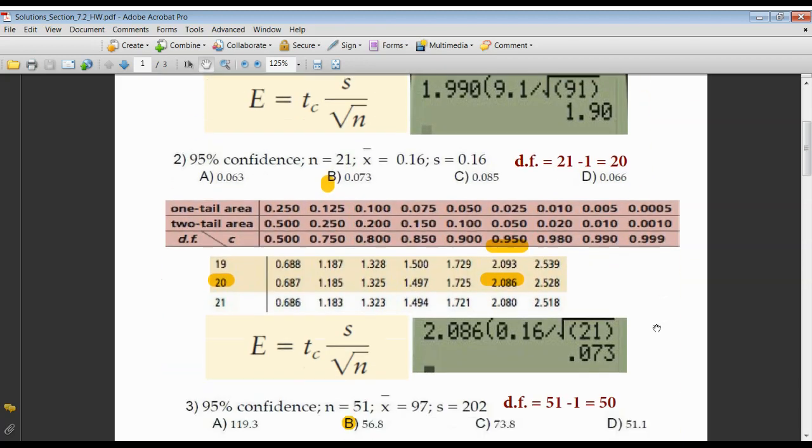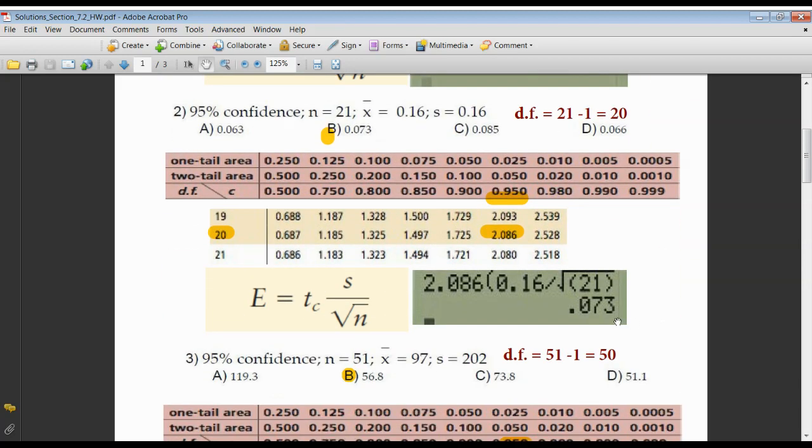Number two is pretty much the same. Your degrees of freedom: n is 21, minus 1 is 20. So there's my 20. I'm looking at 95% confidence level. Where these two intersect, I'm seeing my t-score. I'm reading it as 2.086. S is 0.16. Suspiciously, x bar is the same thing, but you don't need x bar to find the error. And your n value is given to you as 21. Putting this into the calculator, 0.073.